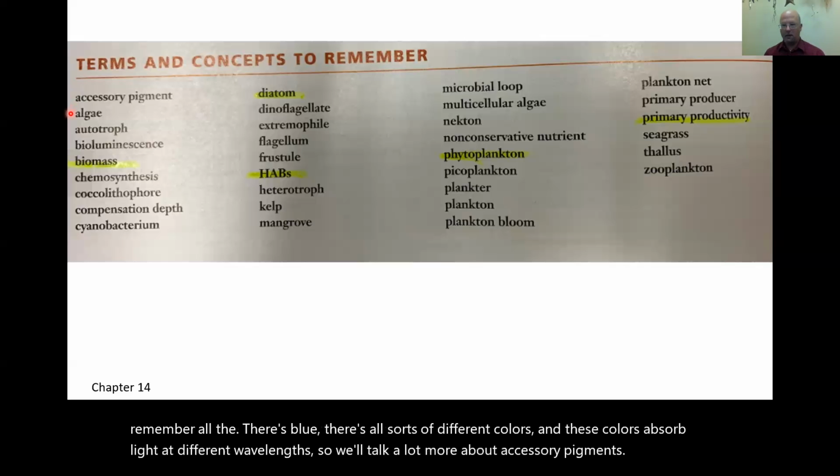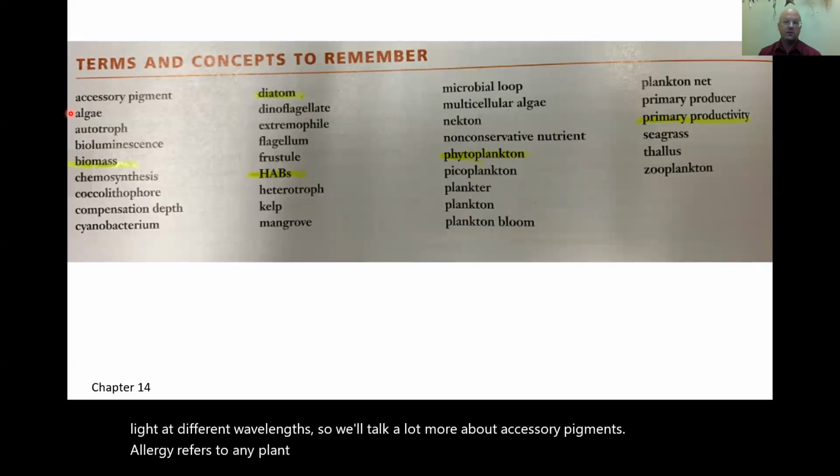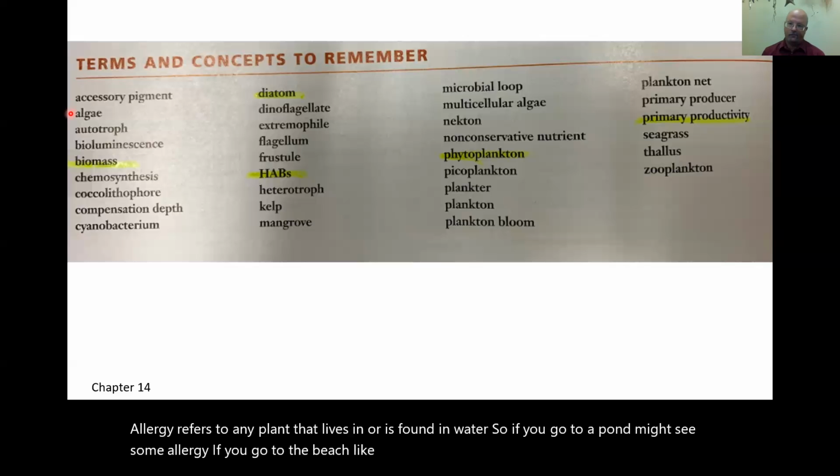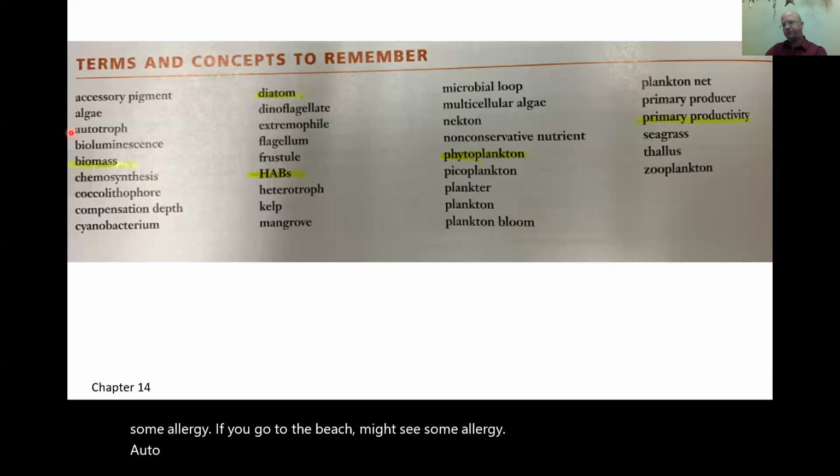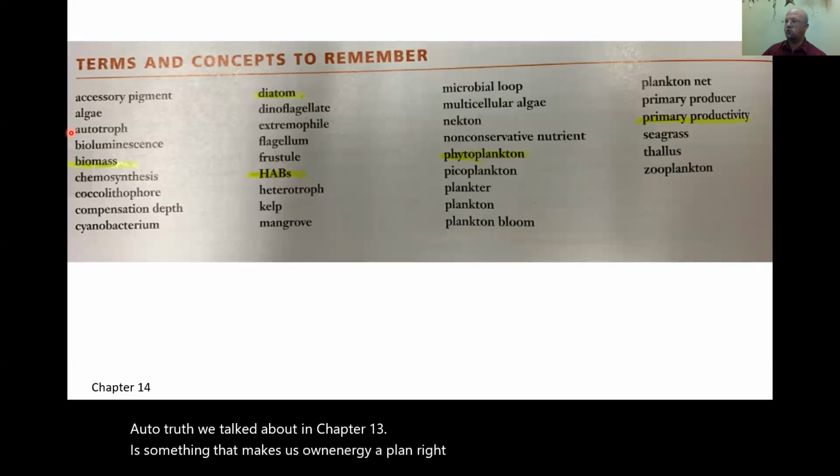Algae refers to any plant that lives in or is found in water. So if you go to a pond, you might see some algae. If you go to the beach, you might see some algae, water. Autotroph, we talked about in chapter 13, is something that makes its own energy, a plant, right? It captures sunlight, makes energy.